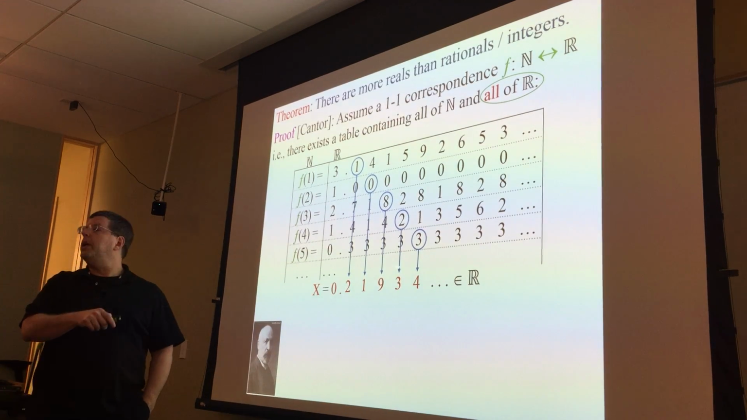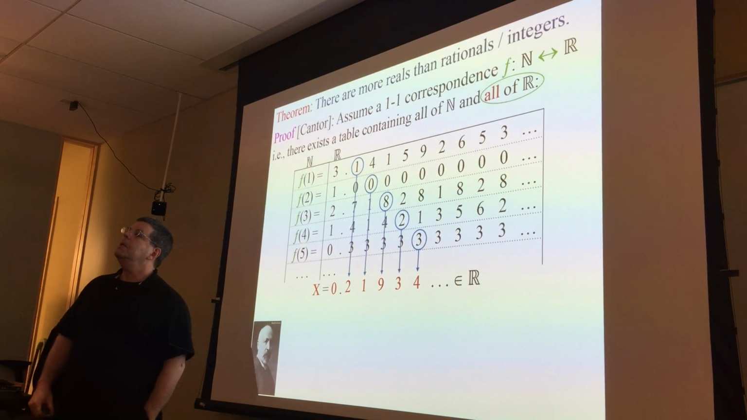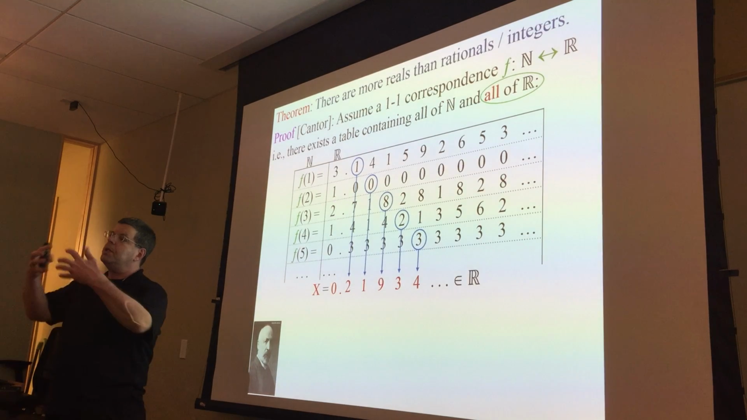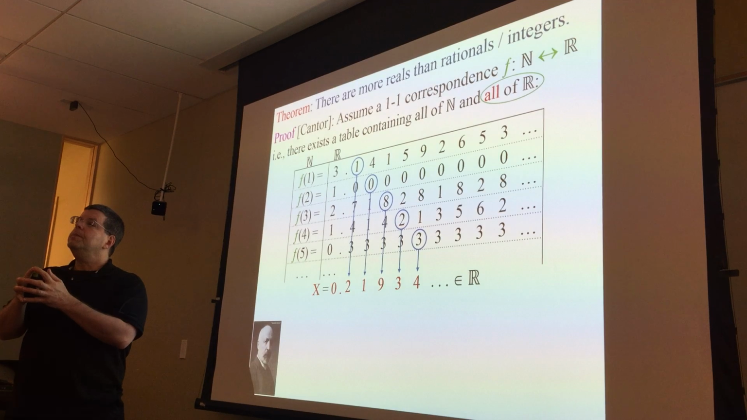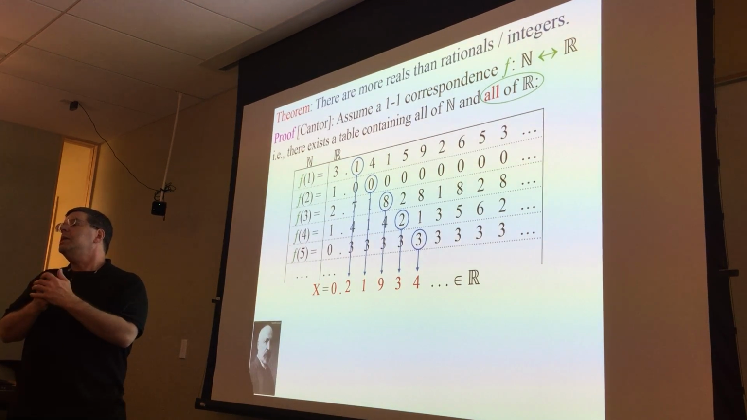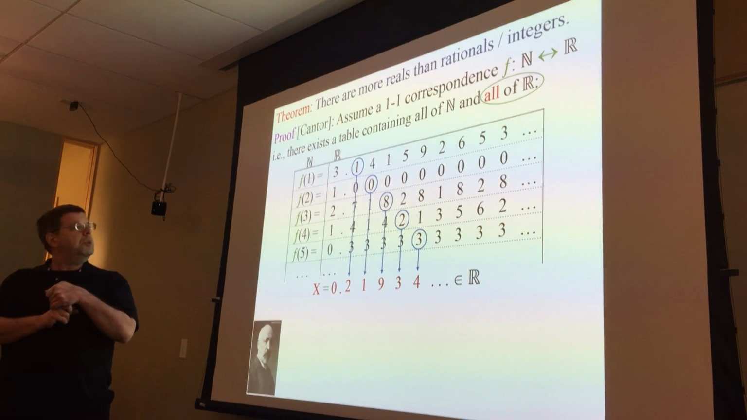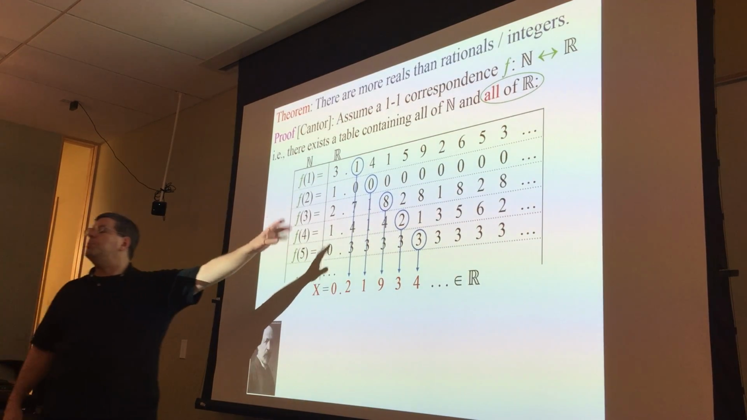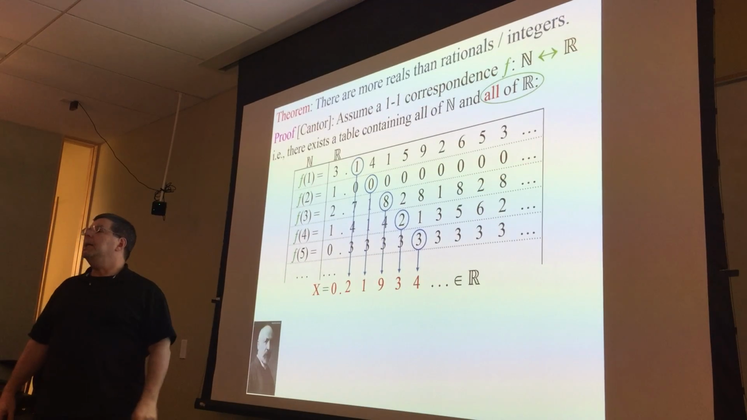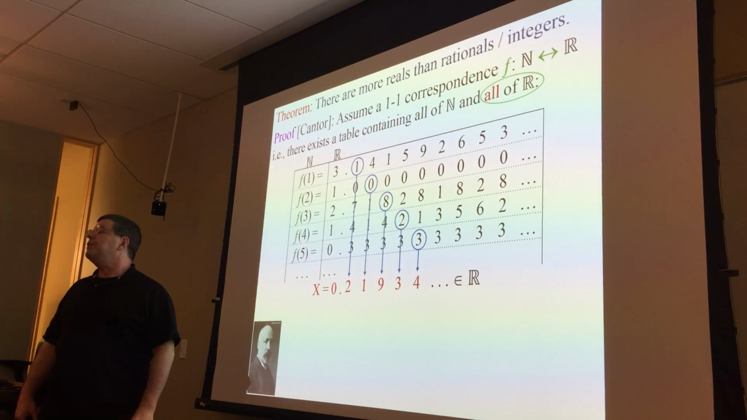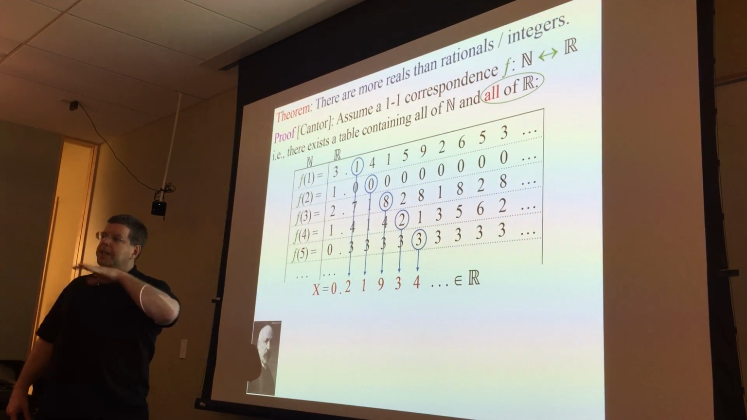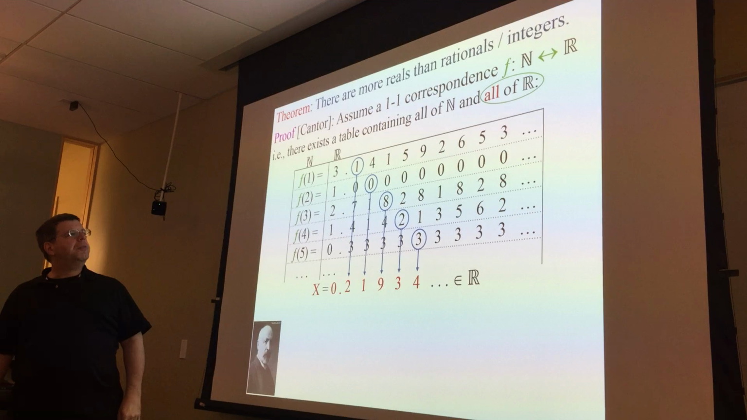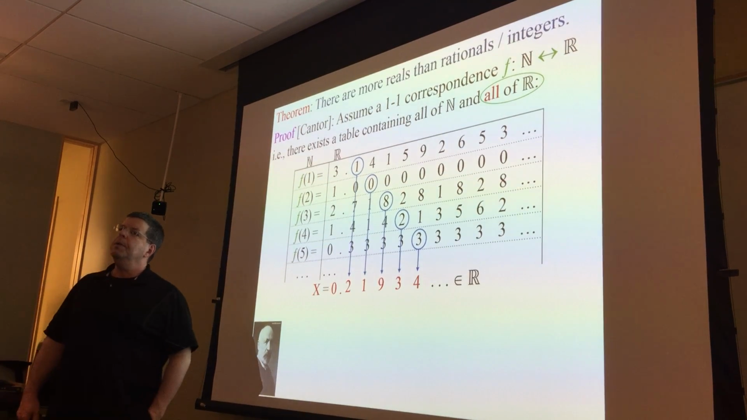So not all the real numbers are here, which means it's not a one-to-one correspondence. Some real numbers are missing from this assumed matching. And this matching is not a matching after all. It's not a one-to-one correspondence. Which means there is no way to put a one-to-one correspondence between the reals and the natural numbers. Any such attempt must fail by this diagonalization argument. That's the essence of diagonalization. Very, very powerful argument. It's a proof by contradiction.